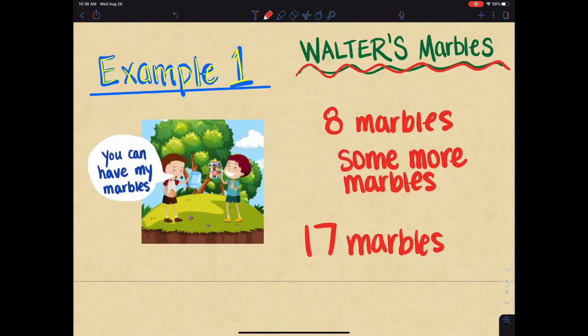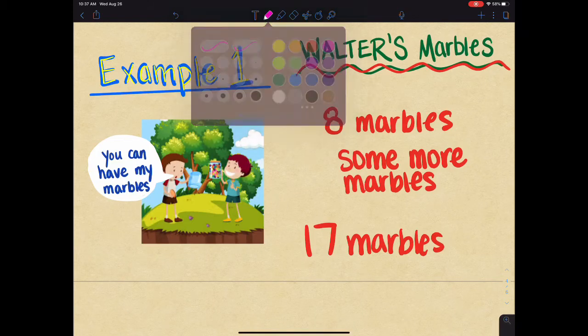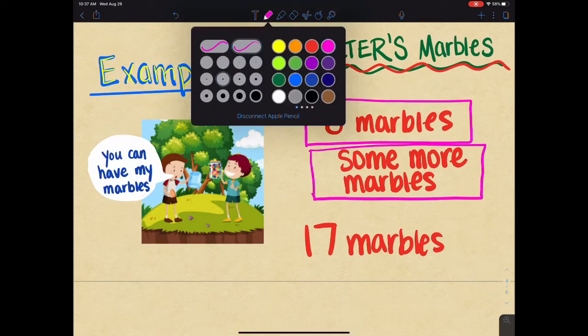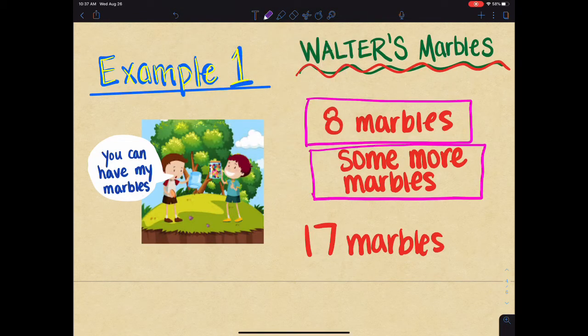So you can see from the pattern that the first thing to do is recognize the pattern. And the pattern is an addition pattern where you have some plus some more is going to be equal to a total. Okay, so in this situation, we're starting out with 8 marbles, and that is our first addend. Okay, and then we're going to add to that some more marbles. Okay, so hopefully that makes sense so far. And then when you add those together, you get 17 marbles, and this is the total.